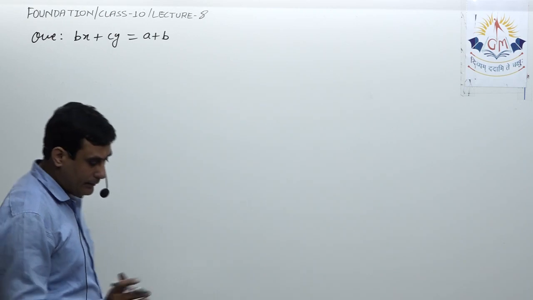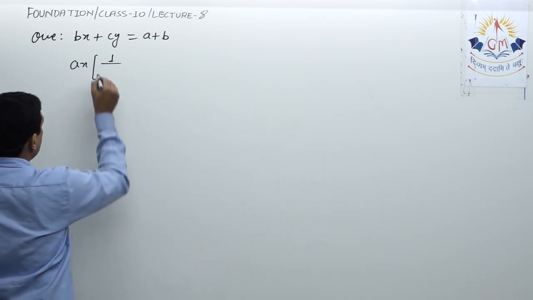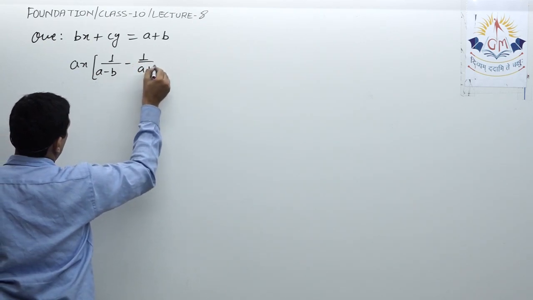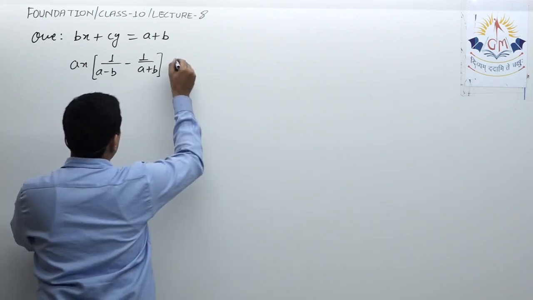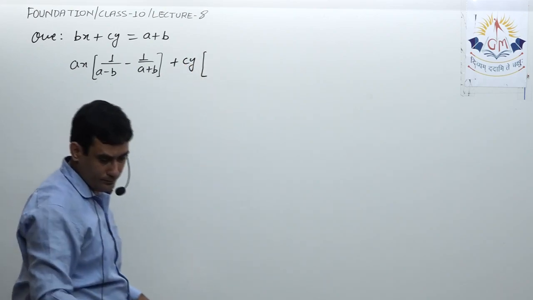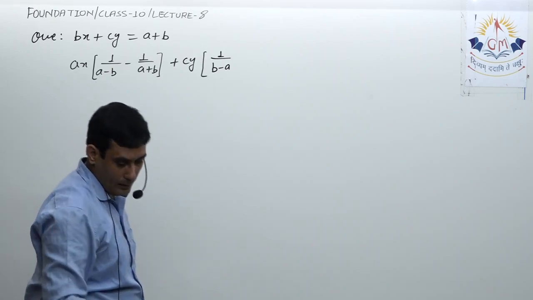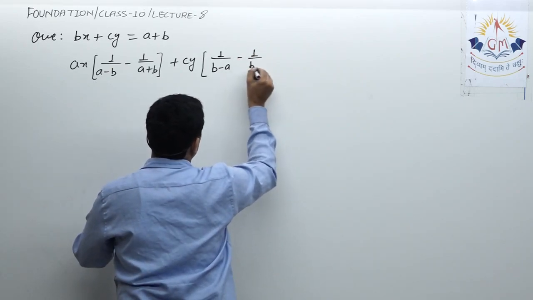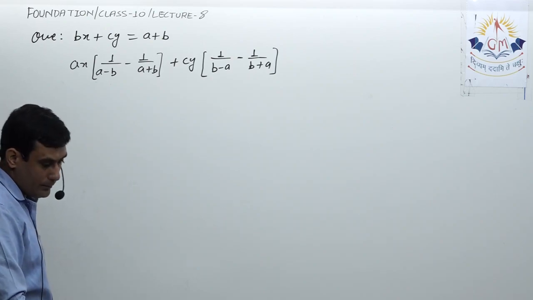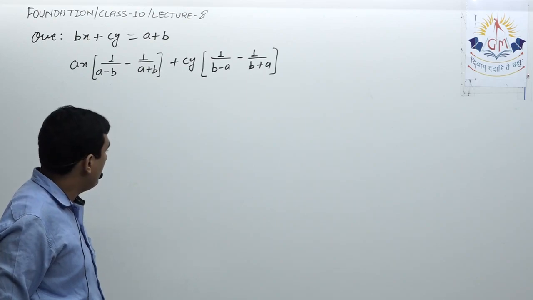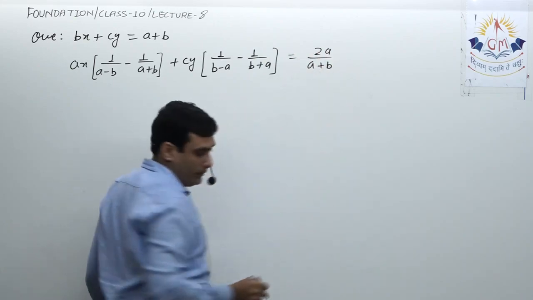And the second equation is ax(1 upon (a − b) minus 1 upon (a + b)) plus cy(1 upon (b − a) minus 1 upon (b + a)) is equal to 2a upon (a + b).